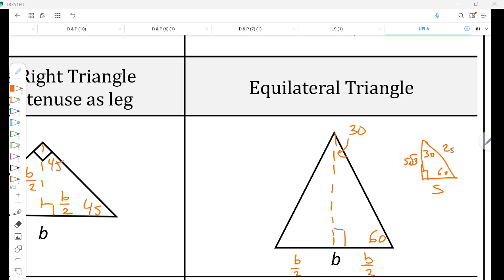So in our triangle, we don't have S, we have B over 2. So what's this guy, S over S square root of 3 in our triangle? Yeah, S square root of 3 over 2. Basically, this triangle is half the amount that this triangle is, so everybody just needs to get divided by 2. So S square root 3 over 2.